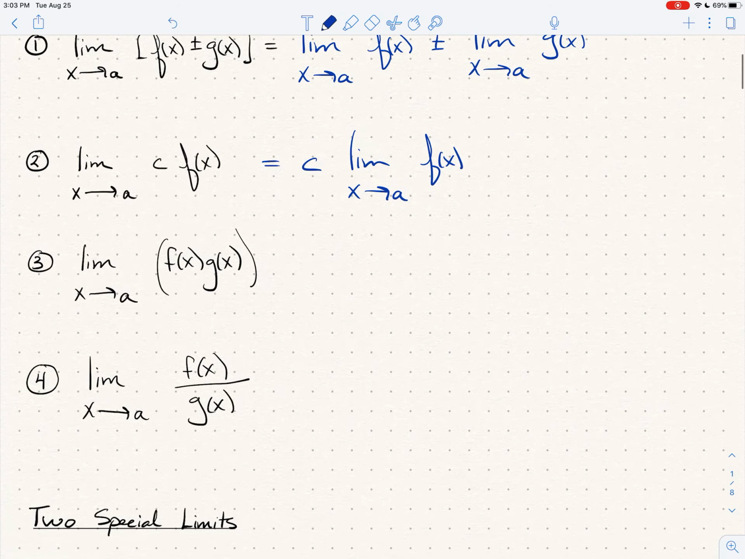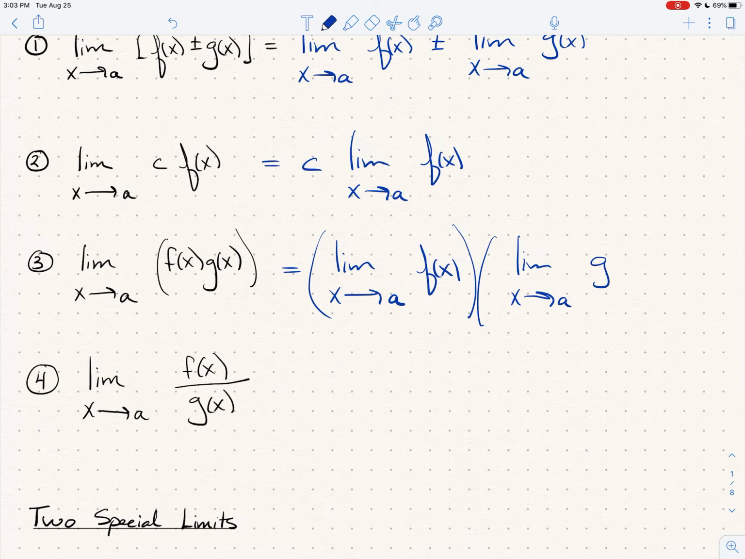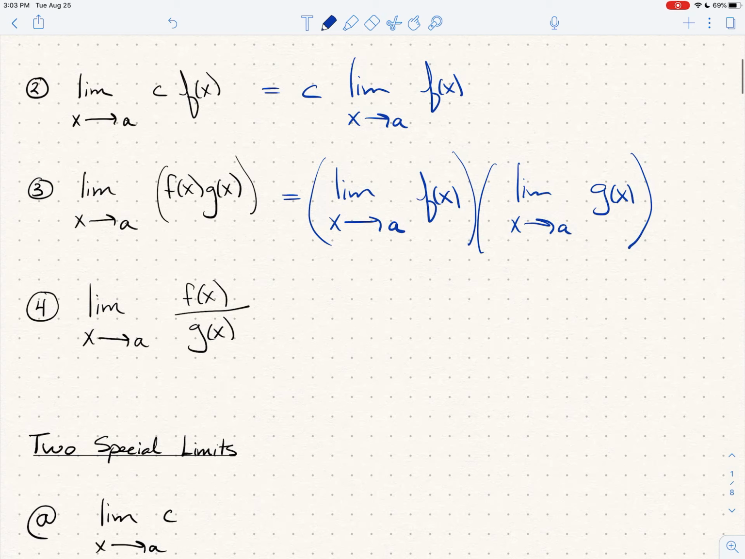Again, products work exactly the way that you think they should. The limit of the product is the product of the limits. This is the limit as x goes to a of f of x times the limit as x goes to a of g of x. It's all good. And now the last limit law is, again, exactly what you think it should be.